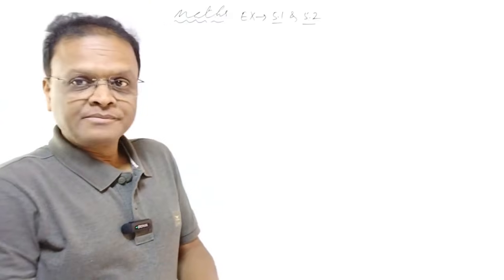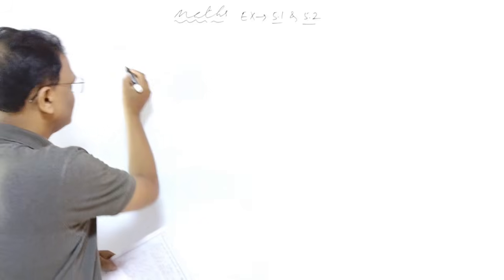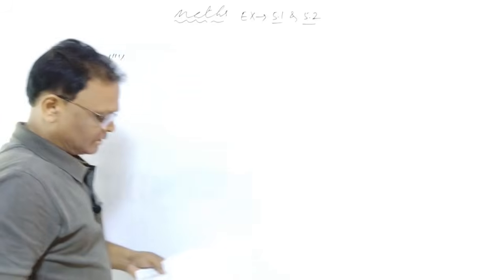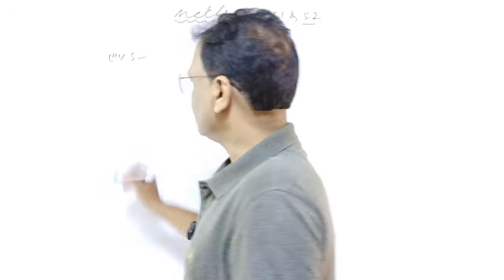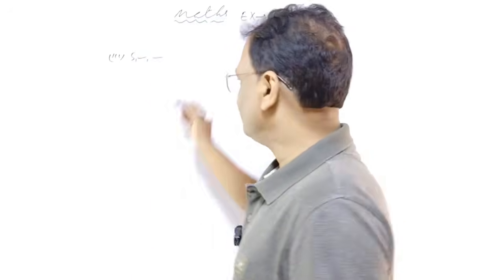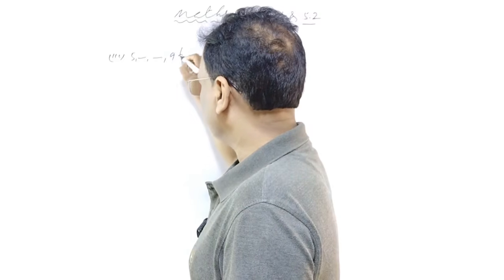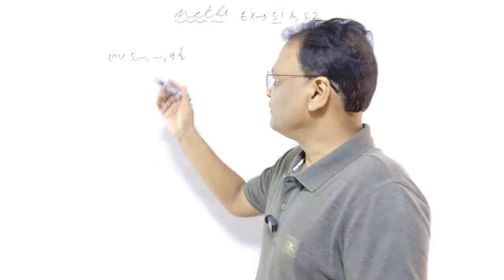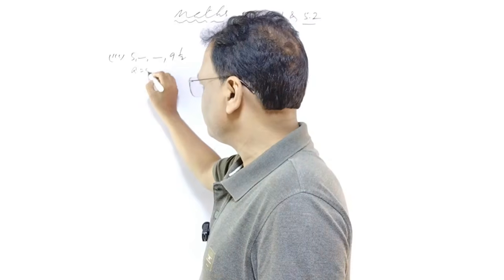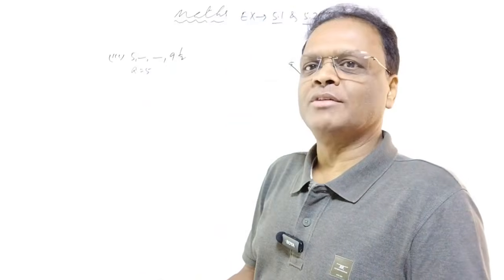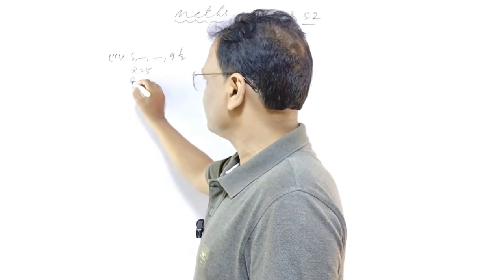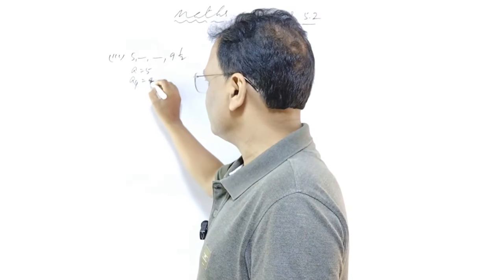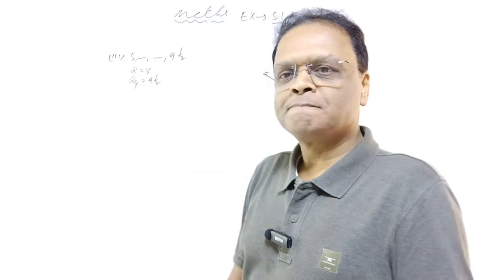Third is given 5. First term is given. Second term not given. Even third term also not given. Directly fourth term is given, 9 and 1 by 2. Exactly same thing. My first term is given, means A is given 5. A or A1 you can read, no problem. First term, second term, third term, fourth term. What is the fourth term? A4 is equals to given 9 and 1 by 2.